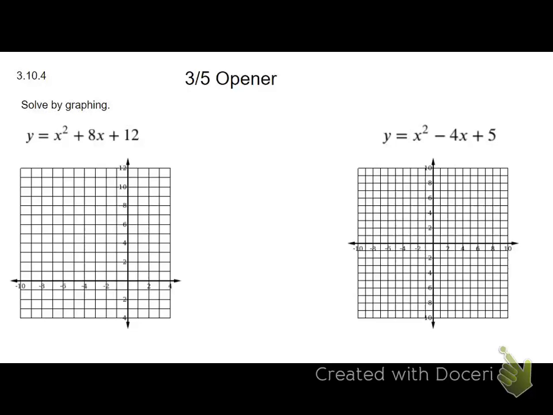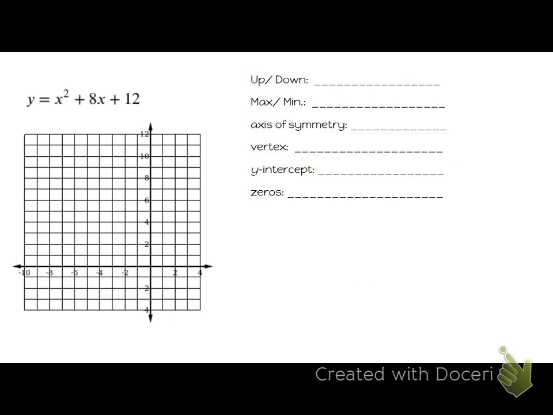All right, so let's take a look at today's opener. It's going to be solving quadratics by graphing. So when we're solving quadratics by graphing, we really are only adding one new part onto the previous week's lessons, which is finding the zeros.